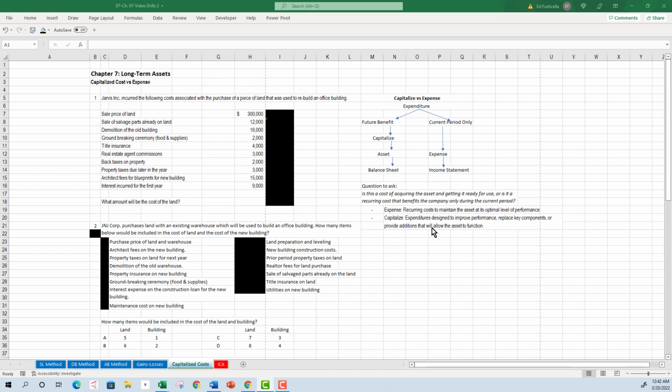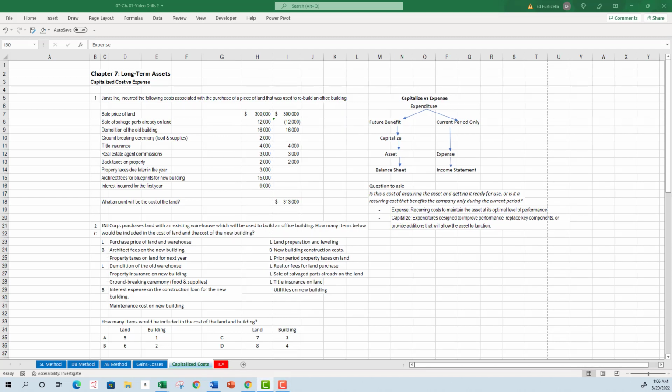Now I have a number of problems here that we're going to be able to solve. What I'd like you to do at this point is pause your video, solve the problem, then restart the video and compare your results to mine. The first problem deals with Jarvis Inc. and we're to determine the cost of the land. So we're only looking at the cost of the land.